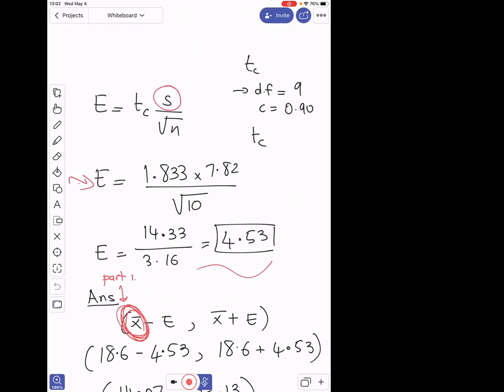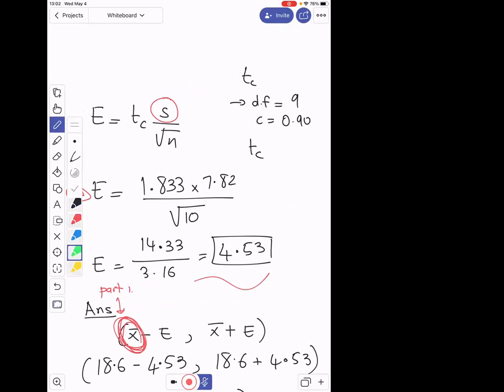To get this t subscript c from table 4, you need to take n minus 1, which in our case is 9. But in the formula for E, we divide by the square root of n, not n minus 1. Oh, that's the other one, right? Yeah. Okay, I'm going to go over this again a little bit.